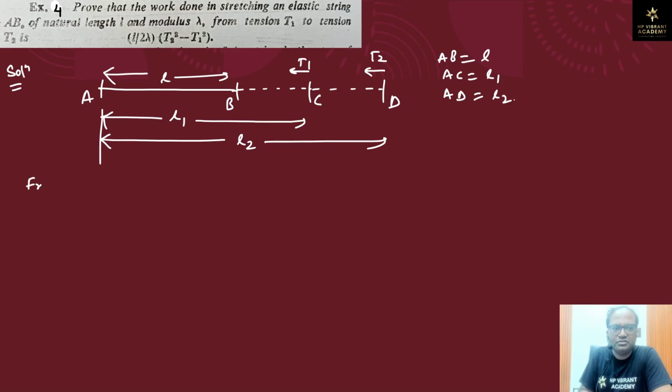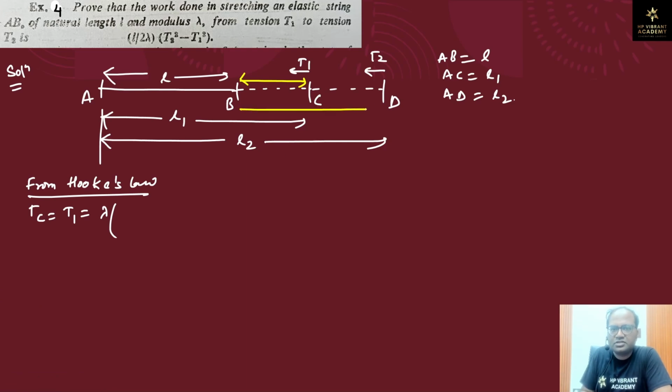So from Hooke's law, the tension at point C, T1, is equal to lambda into the extension BC. This is the extension, and with respect to L2 we have the extension as this one. So the extension here is from B to C. When the stretched length is L1, the extension is L1 minus L, and when the stretched length is L2, the extension is L2 minus L, that is L2 minus natural length.